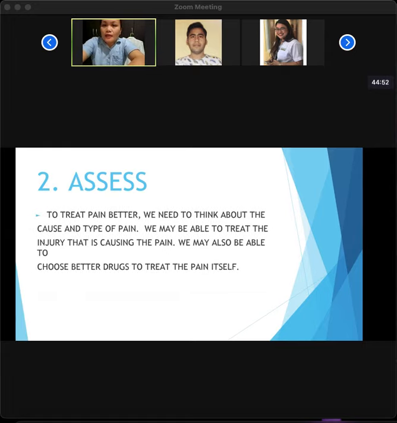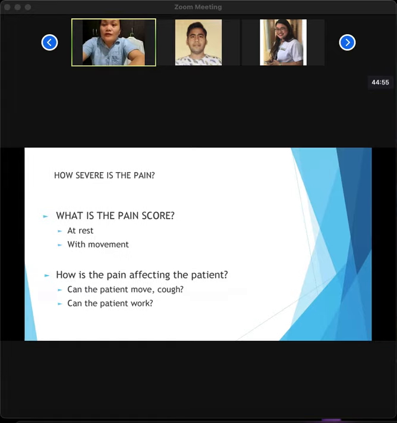So you have to ask yourself and the patient: how severe is the pain? Okay? Paano ko siya malalaman kung severe, moderate, or mild lang? So you have to use the pain score. Okay? So you have to ask the patient kung ilan yung pain score niya at rest, versus the pain score of your patient with movement.